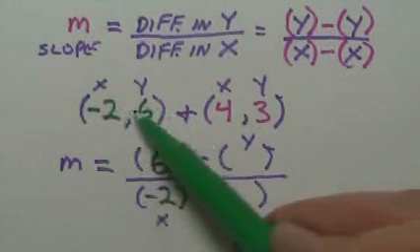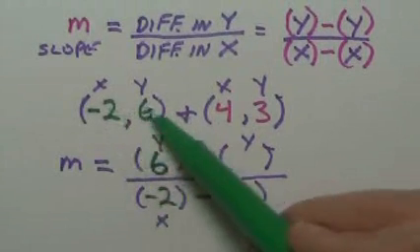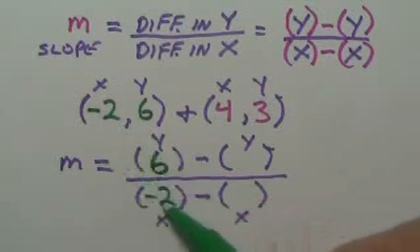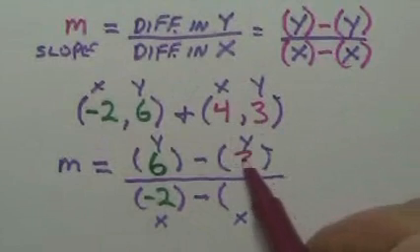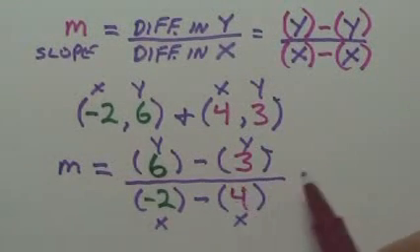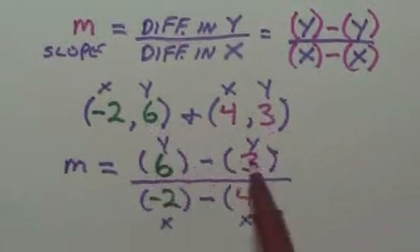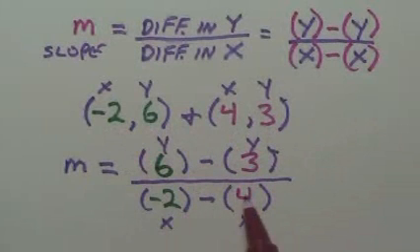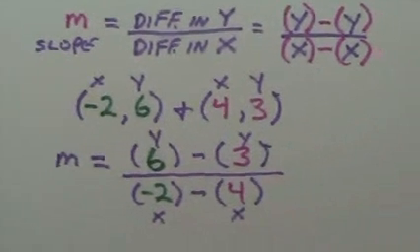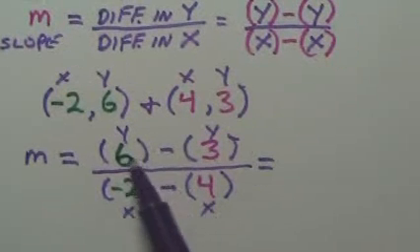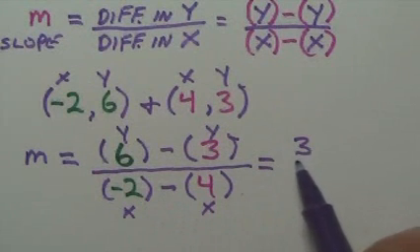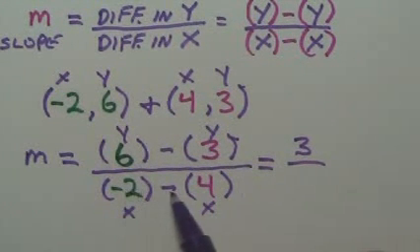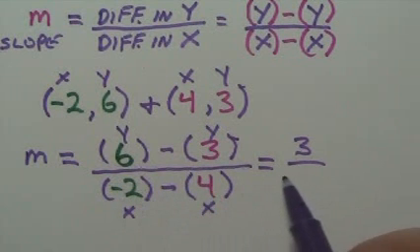If I'm going to start with this point, 6 on top, then I have to put the 6 first and the negative 2 first. Minus, the y is 3 and the x is 4. So I'm doing y minus y over x minus x. So I'll go ahead and calculate. 6 minus 3 is 3. And over here, negative 2 minus 4 is negative 6.